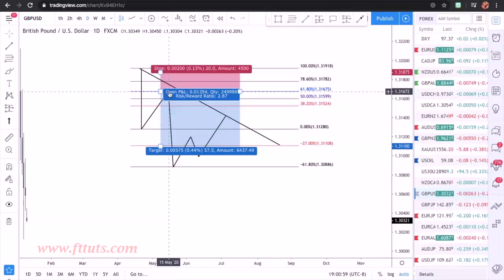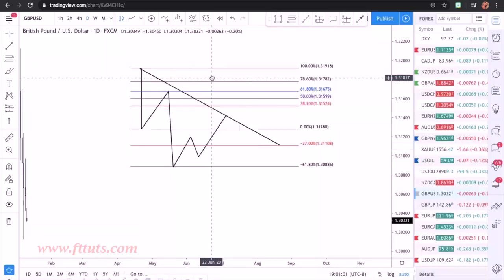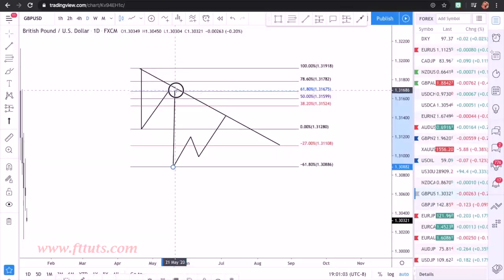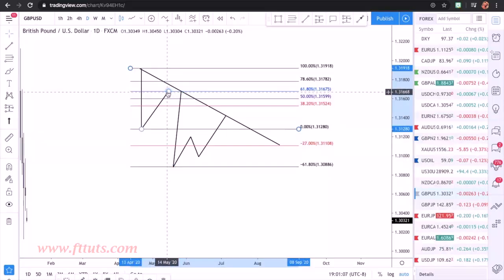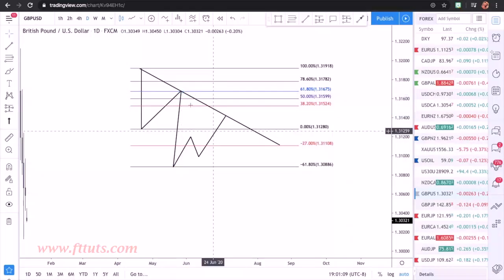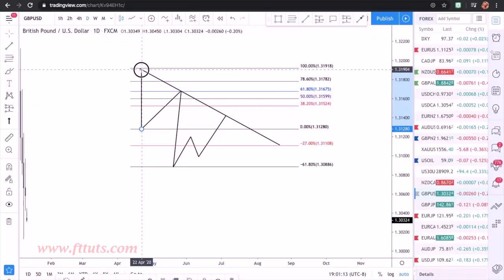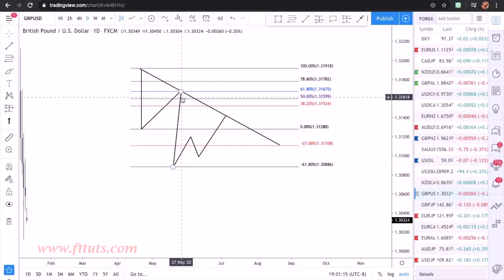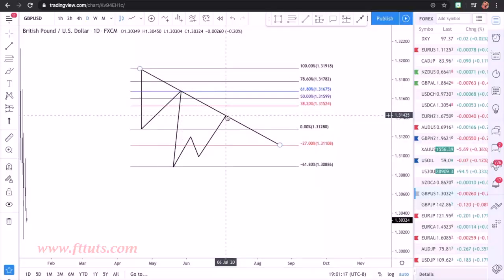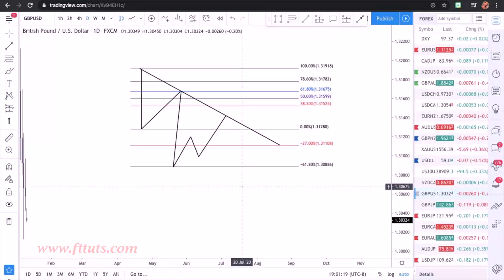Okay, so basically we'll just go like this. Okay, so hit the 61.8, so we have a trend line. The trend line here, so we have 1, 2, 3. So we can anticipate that the market is going to continue down.